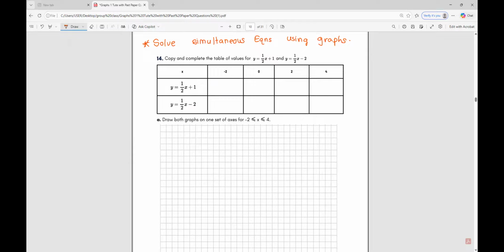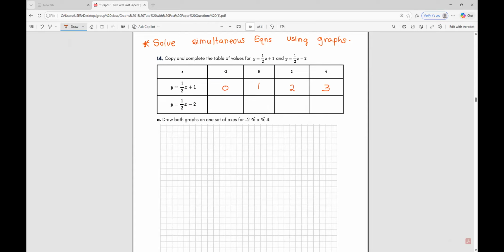When x is equal to minus 2, y equals half times minus 2, which is minus 1, minus 1 plus 1 is 0. When x is equal to 0, it is 1. When x is 2, half of 2 is 1, 1 plus 1, it's 2. Same. For 4, 4 divided by 2 is 2, plus 1, this is 3.